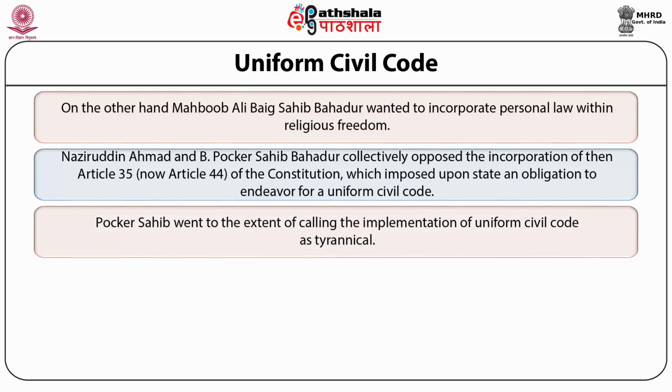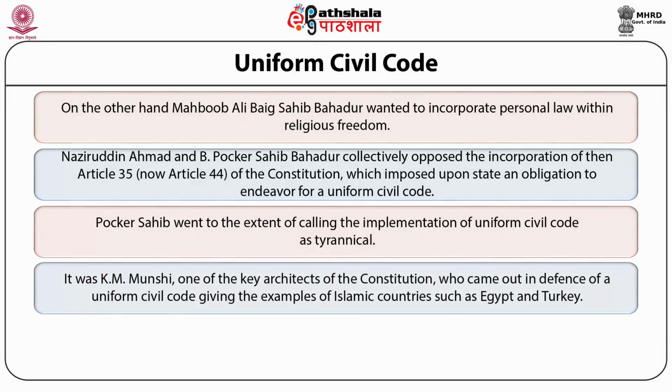Pakar Sahib Bahadur went to the extent of calling the implementation of the Uniform Civil Code as tyrannical. He said it would be nothing short of an assault on the religious freedom of the minorities. It was Kanhaiya Maneklal Moonshee, one of the key architects of the Constitution, who came out in defense of a uniform civil code. He took the examples of countries such as Egypt and Turkey, which had traditionally been secular, if you will, Islamic nations. What that essentially means is, despite having a majority of the population following the Islamic faith, the state still had no religion.